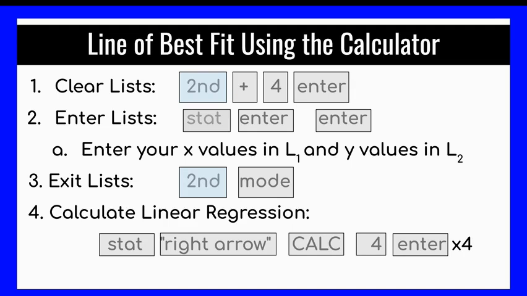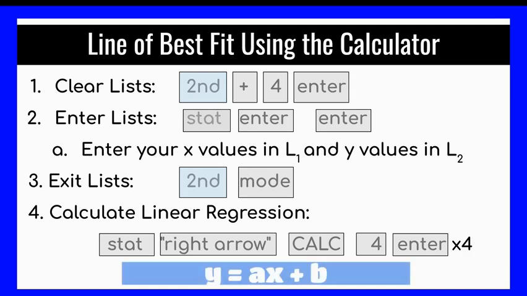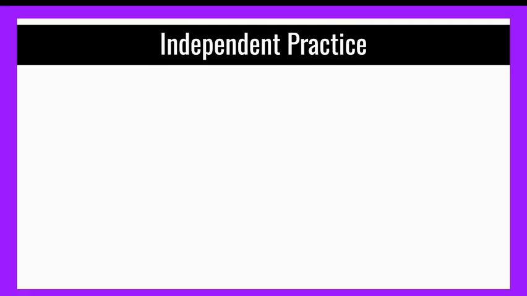So you're going to do second plus 4, enter. You're going to enter your list using stat, enter, enter, x values in list 1, y values in list 2. Then you're going to calculate a linear regression: stat, arrow over to calc, 4 times to enter. And then you will get your equation y equals ax plus b.